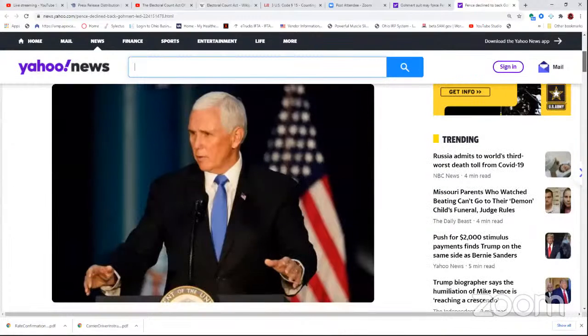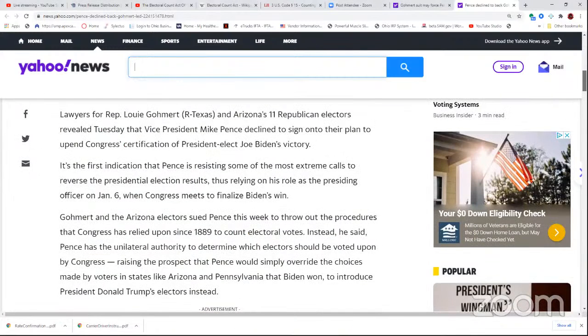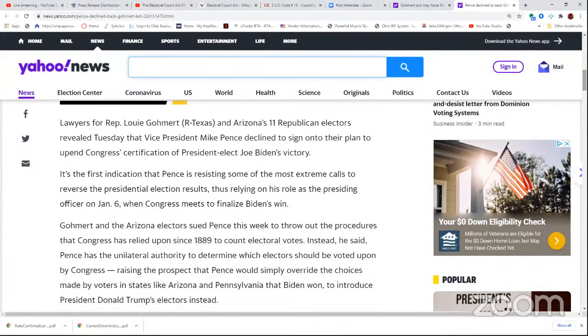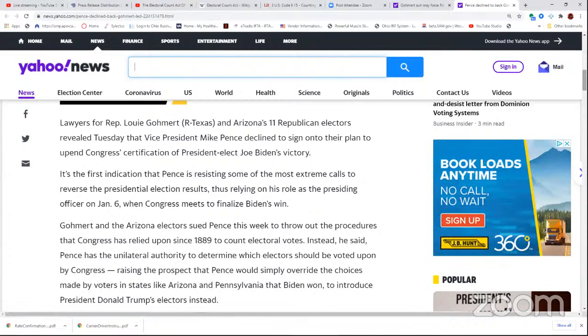Lawyers for Representative Gohmert of Texas and Arizona's 11 Republican electors revealed Tuesday that Vice President Pence declined to sign onto their plan to upend Congress's certification of President-elect Joe Biden's victory. It is the first indication that Pence is resisting some of the most extreme calls to reverse the presidential election results, thus relying on his role as the presiding officer on January 6th when the Congress meets to finalize Biden's win.